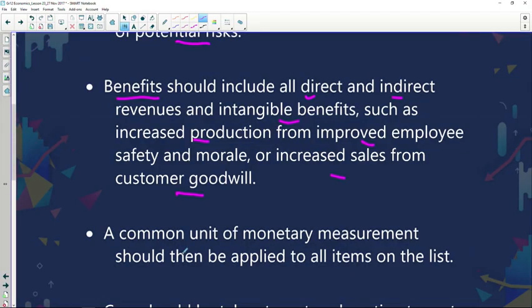And then a common unit of monetary measurement should be applied to all items on the list. So now we need to bring the monetary measurement into this equation that we have created. Remember, the first step was to generate this comprehensive list with all the costs and the benefits that are associated with the project or decision. So now that that's done, a monetary measurement needs to be completed to see what would be the monetary value of the project itself, because budgeting now needs to take place.